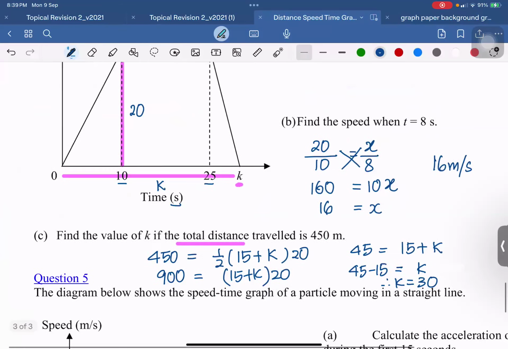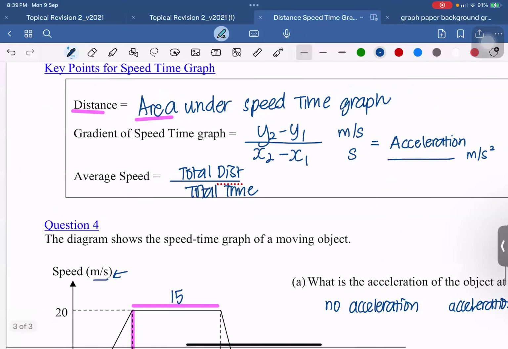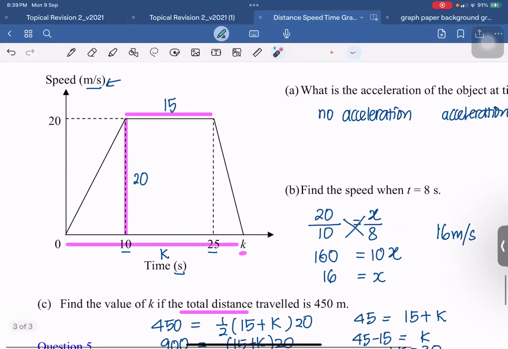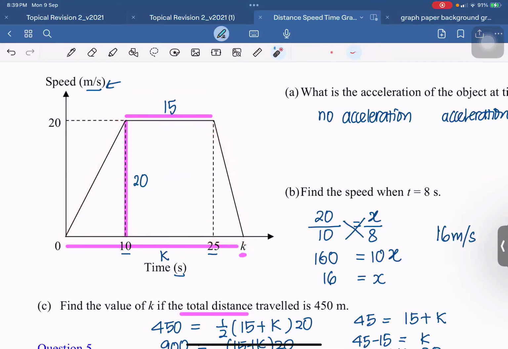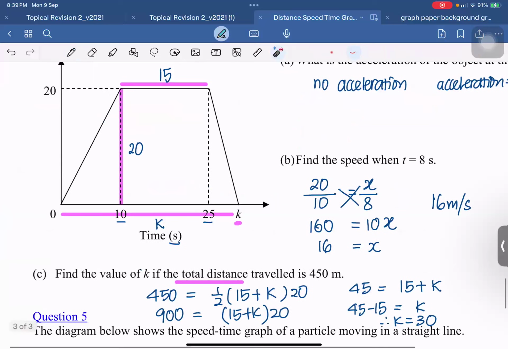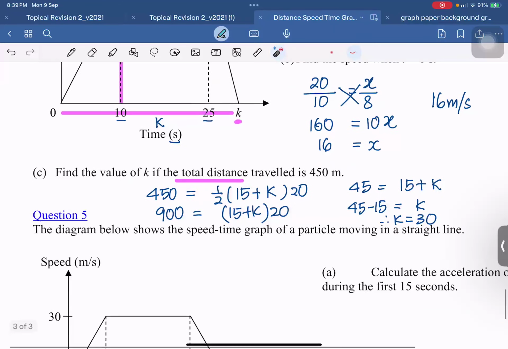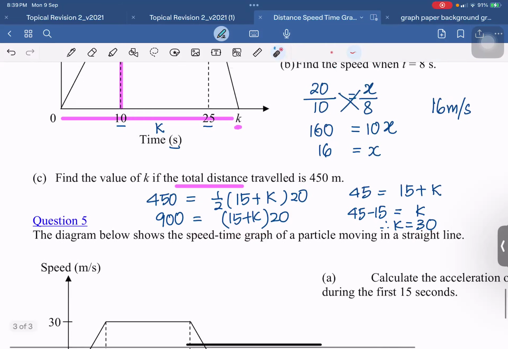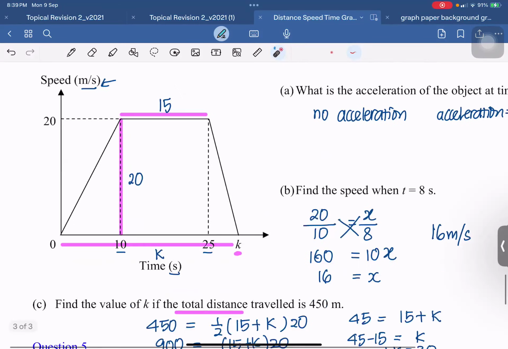Okay, I repeat this portion again. Total distance. Distance is the area under the speed time graph. This shape is a trapezium. So half times (a plus b) times the height. Okay, so I already know distance is 450, put inside. Then get rid of the half, get rid of the 20, find the answer. This type of question is quite important.